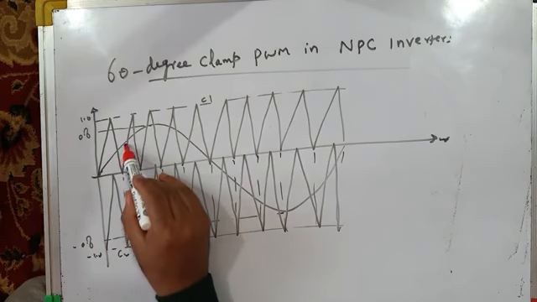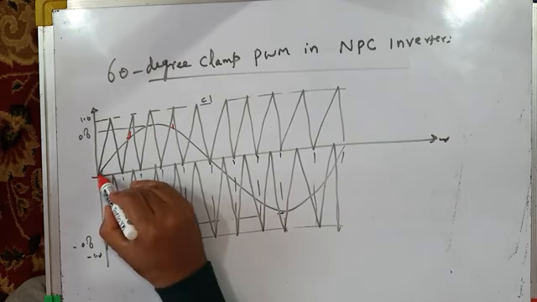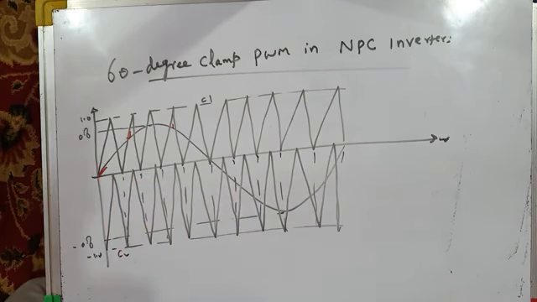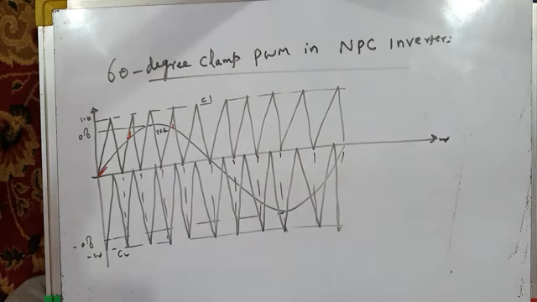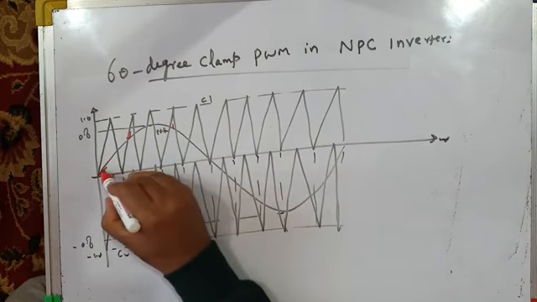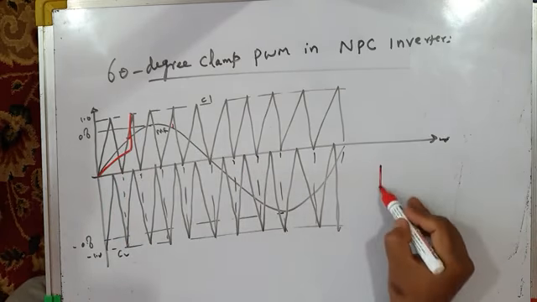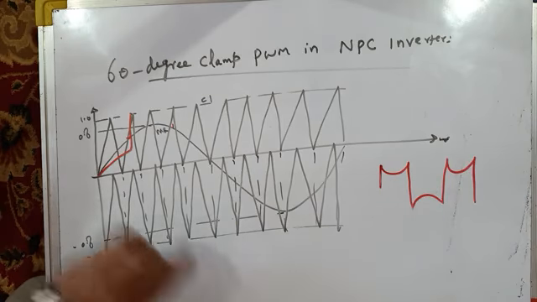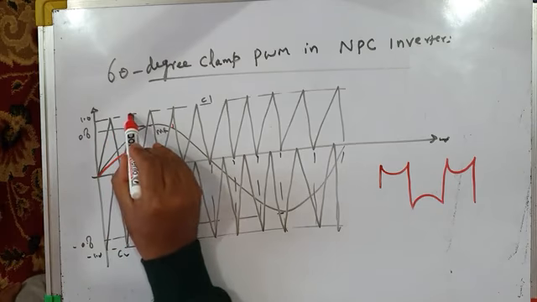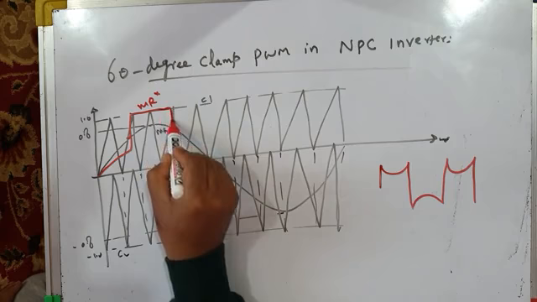Okay, 60-degree clamp means from here to here you will clamp, 60 to 120 degrees. So this is your actual modulating wave, MR. A modified modulating wave will become something like this. If you remember, you know how to generate that. You have to add a common mode signal to all the 3 modulating waves, and you will get the modified modulating wave. For example, this is your MR star, like this.